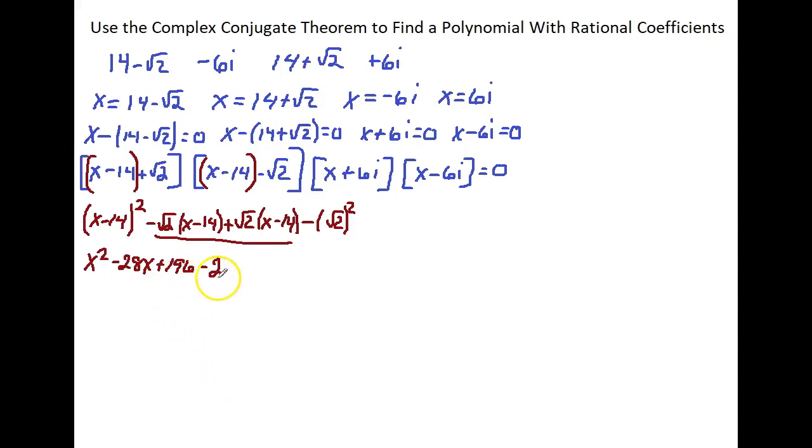All right, I'm going to combine my like terms. So I have x squared minus 28x. 196 take away 2 gives me plus 194. Okay, now this was one of my brackets. We are going to now multiply this out. I'm going to just use a different color so you can see it's the ones with the imaginaries.